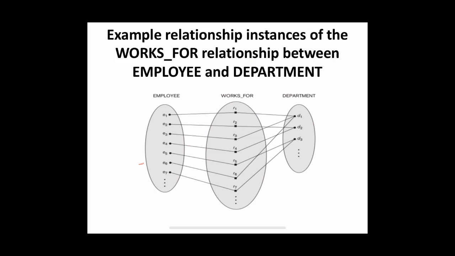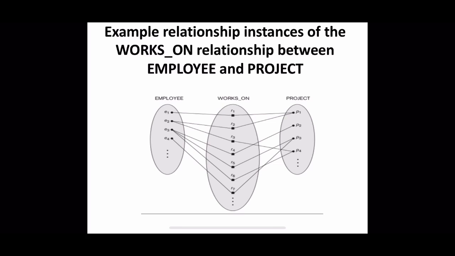So we can say that E1, E3 and E6 work for department D1. E2 and E4 work for department D2, like that. Here we have to note one thing: every employee is a member of some department, right? Many employees can be members of a single department, but a single employee can never work for different departments. So the relation is always many to one, from employee to department.